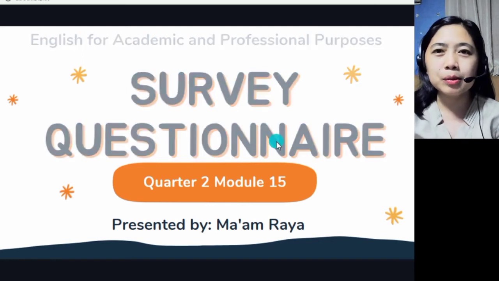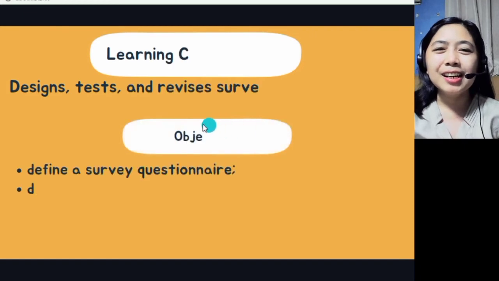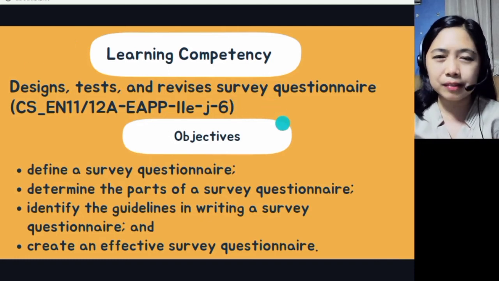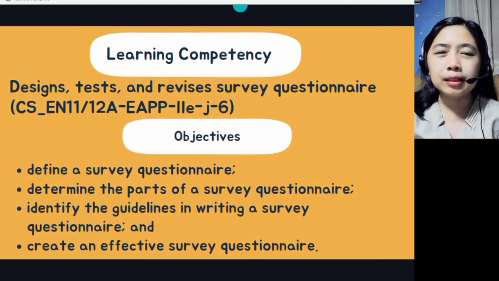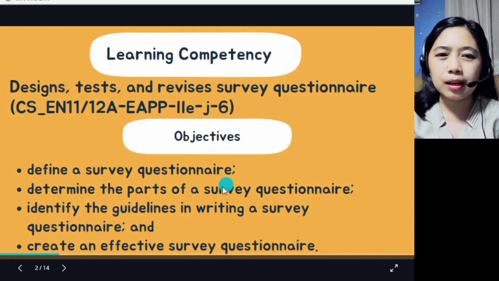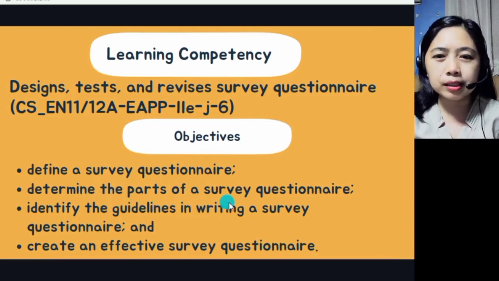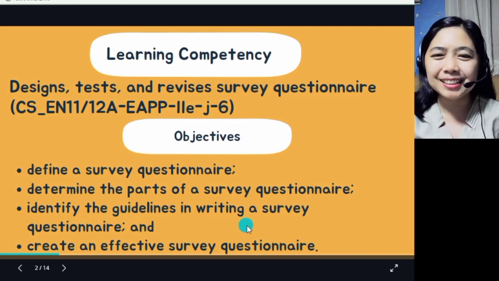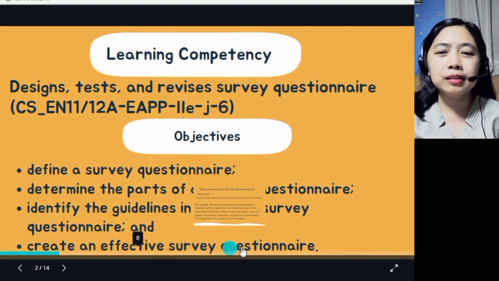Before we start with our survey questionnaire discussion, let's have our learning competency over here. It designs, tests, and revises survey questionnaire. Our objectives for this lesson: define a survey questionnaire, determine the parts of a survey questionnaire, identify the guidelines in writing a survey questionnaire, and create an effective survey questionnaire.